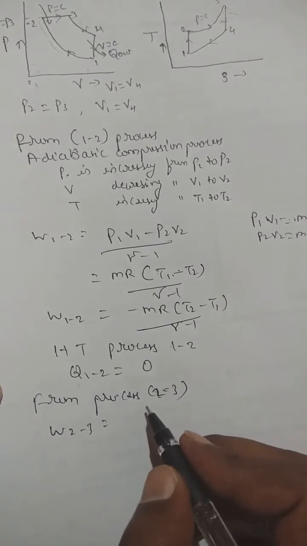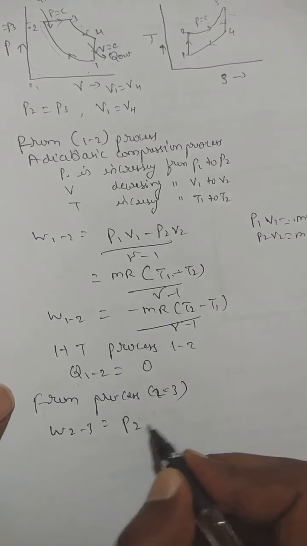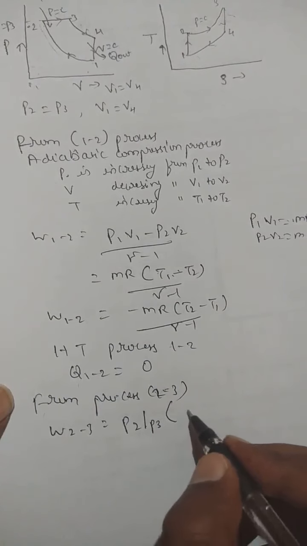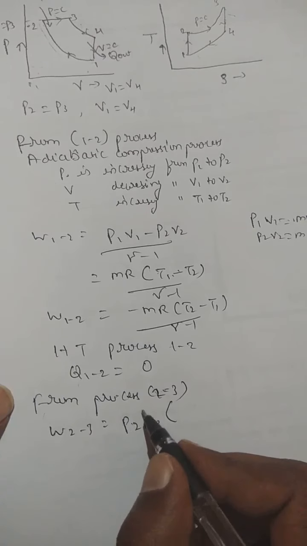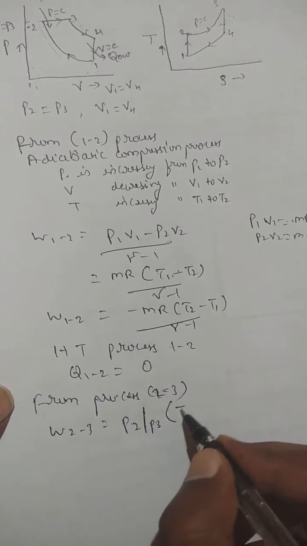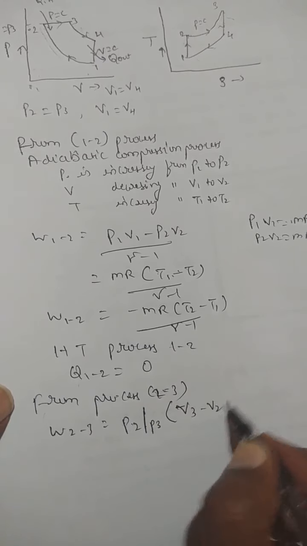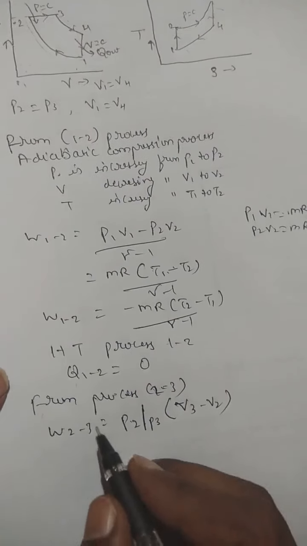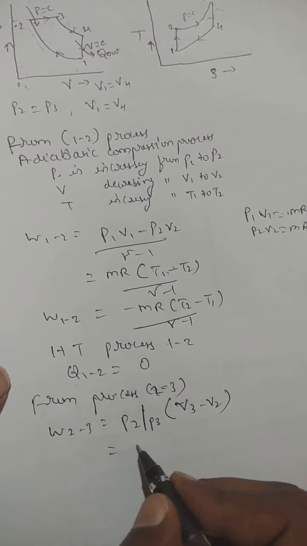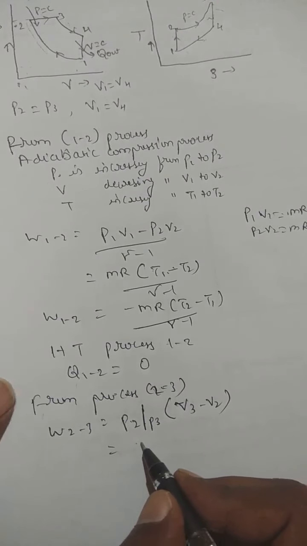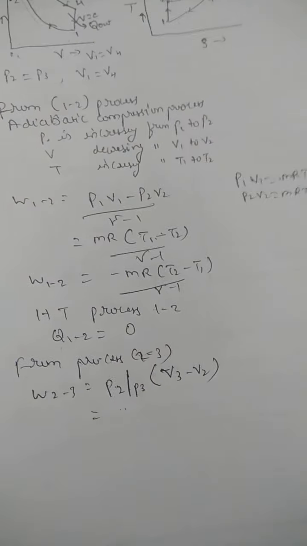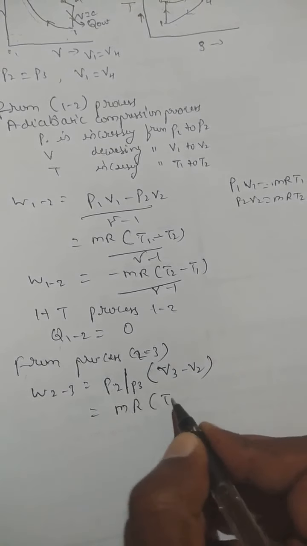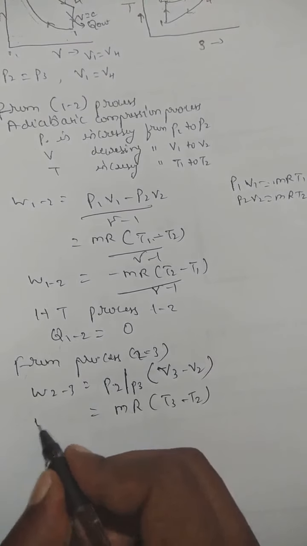What is the work done for a constant pressure process? P2, or you can take P3. Don't get confused here, it is not a divide symbol, it is just or. V3 minus V2. Right? This is the work done. If you convert this in terms of temperature, what happens? This will be MR into T3 minus T2, that is W2 to 3.